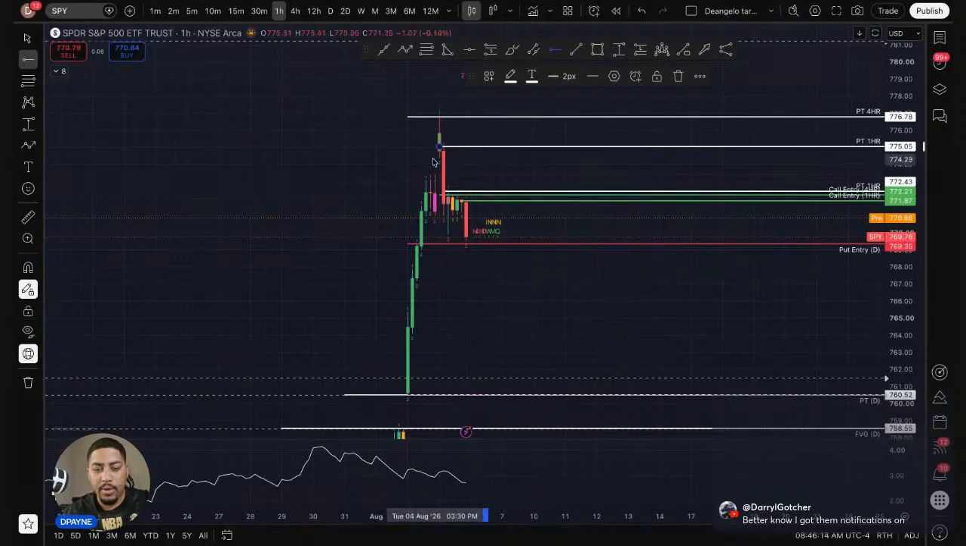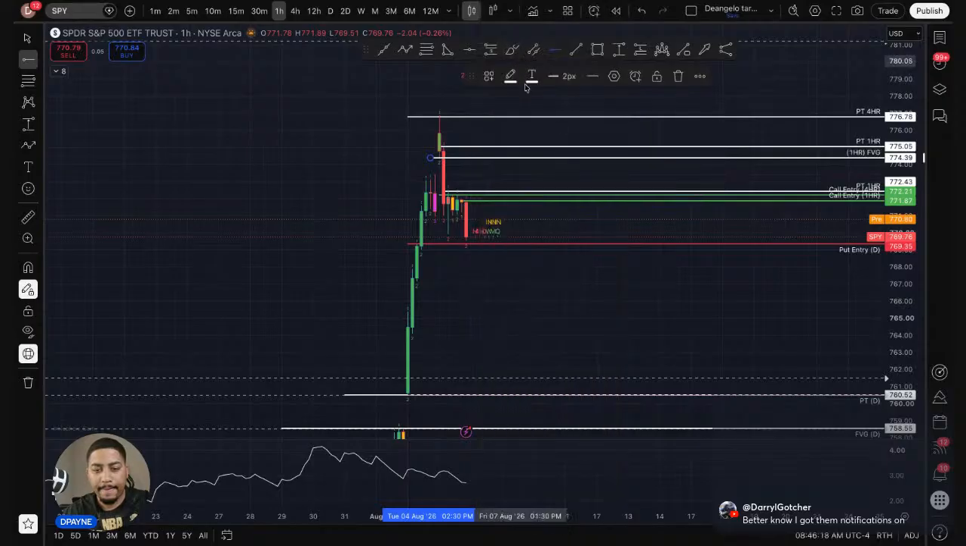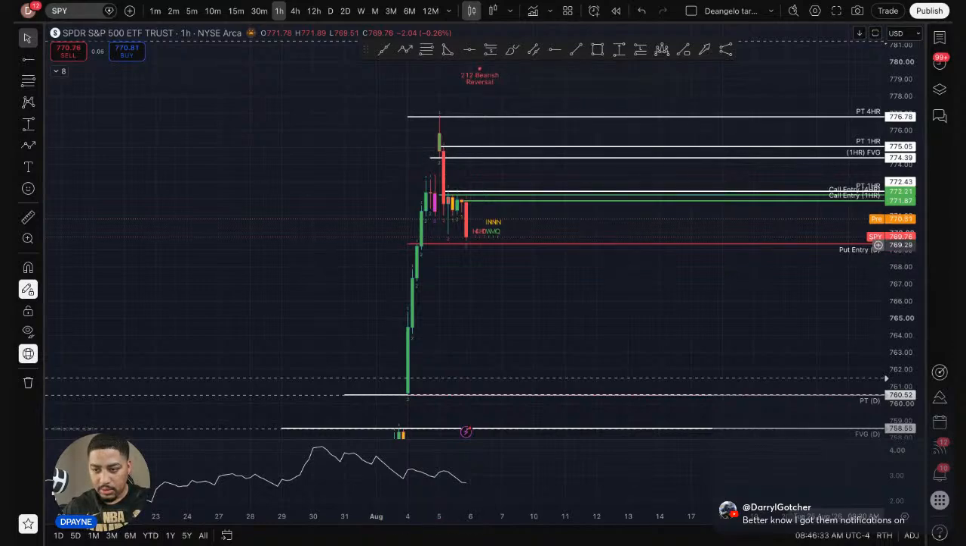And then you got a 1 hour fair value gap right here. That's if everything decides to push back up and not trigger. So you got to be careful. Like, so there's 769. That's the put entry for the day. Let me see. Set those alerts.